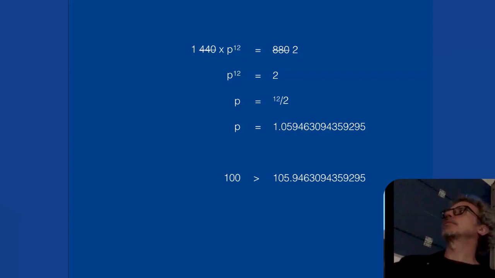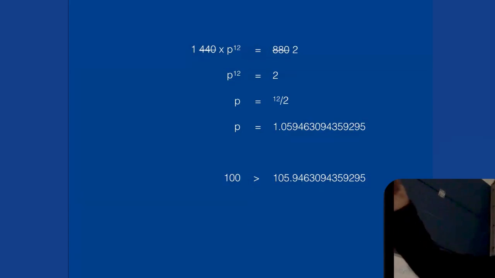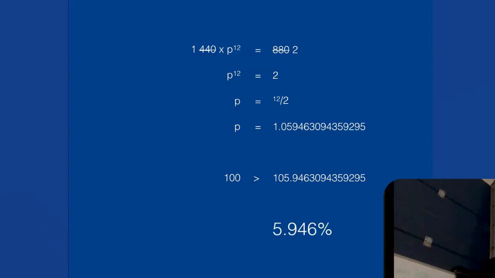So turn this into a percentage. We're multiplying both sides now by 100. So the 100% of the original note, the next note up, the P percentage increase, is 105.946 percent of the original note. So it is a 5.946% increase.